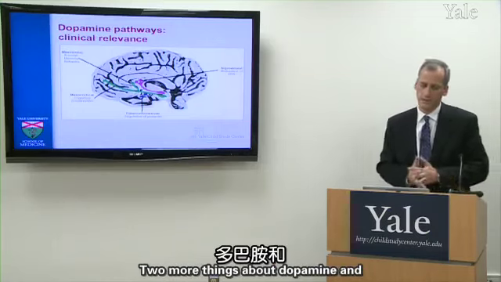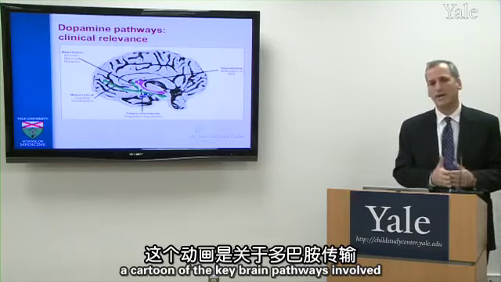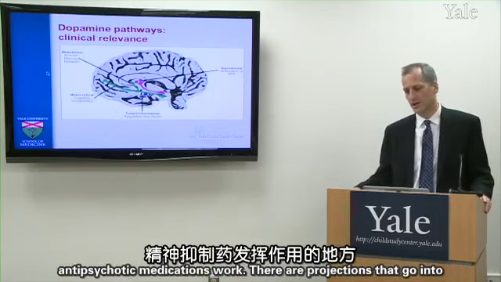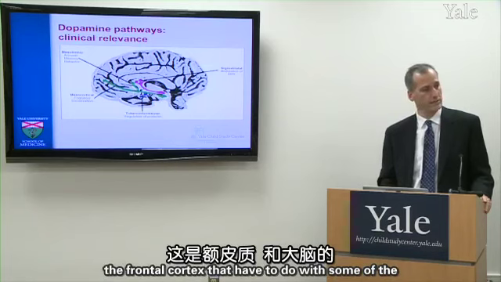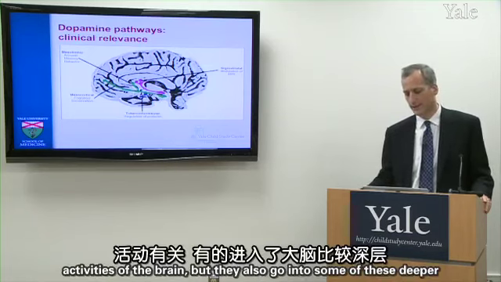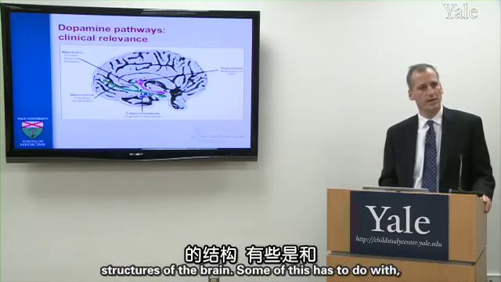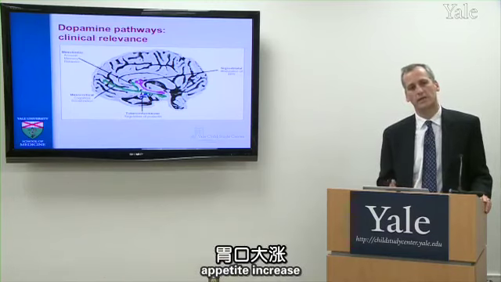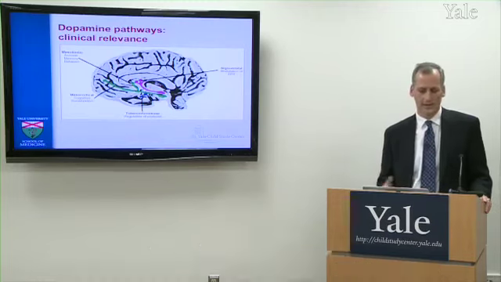Two more things about dopamine and the antipsychotics. This is a cartoon of the key brain pathways involved in dopamine transmission. So these are some of the places where these antipsychotic medications work. There are projections that go into the frontal cortex that have to do with some of the higher functioning activities of the brain, but they also go into some of these deeper structures of the brain, and some of this has relevance to some of their side effect profile. For example, weight gain, appetite increase. Some are things that are handled in deeper brain structures in the hypothalamus and the thalamus.